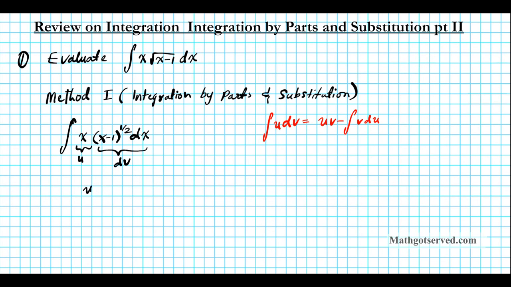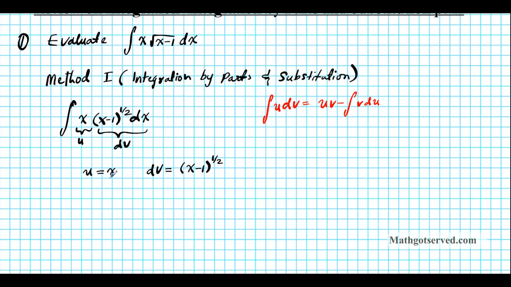Okay, so we have u equals x, and dv equals x minus 1 to the 1/2. Now we have u and dv. In this formula, I need u, v, and du, so v and du need to be determined. Let's find what du is. I'll differentiate this side using differentials. So du is simply going to be the derivative of x, which is 1 dx. There goes du. And to find v, I'll simply integrate both sides of this equation.